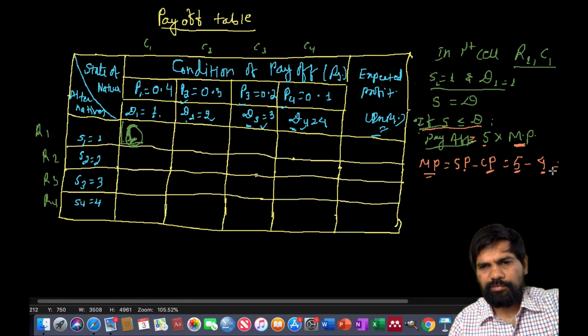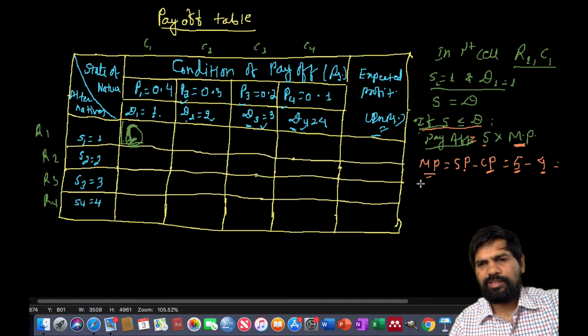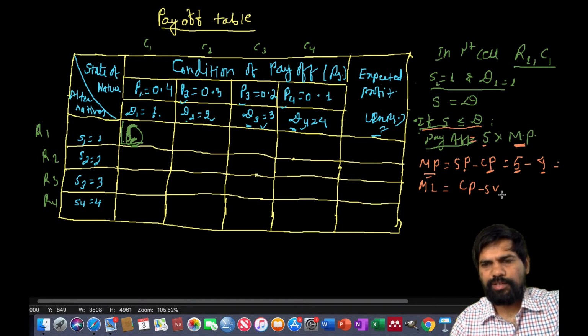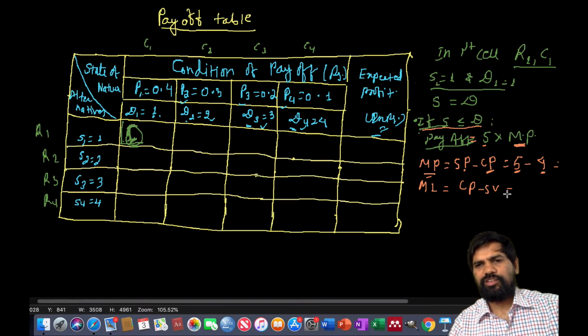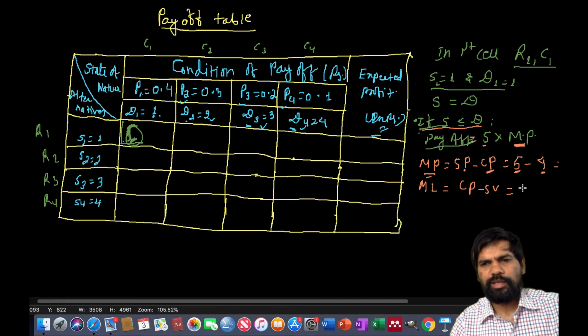Similarly, we can calculate marginal loss. The value of marginal loss is equal to cost price minus salvage value. Salvage value means the price at which we sell the items secondhand at the end, and the salvage value is given here as 0. We don't have salvage value here, and the cost price is given as 4 rupees minus salvage value 0. That's why marginal loss is equal to 4 rupees. In this way we determine marginal profit and marginal loss.